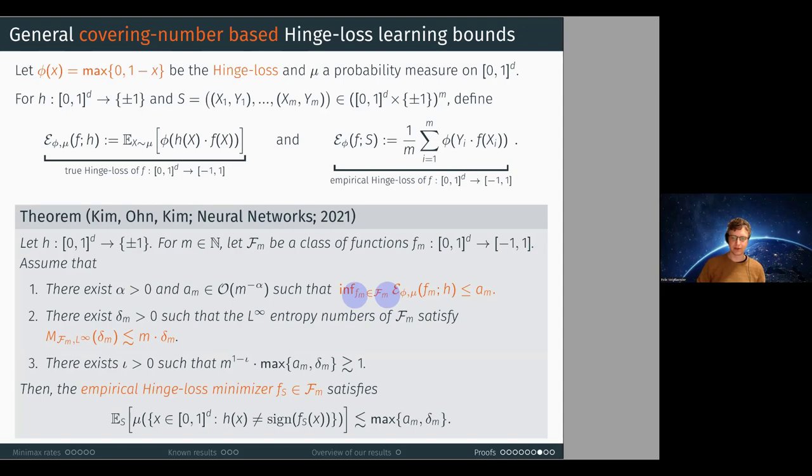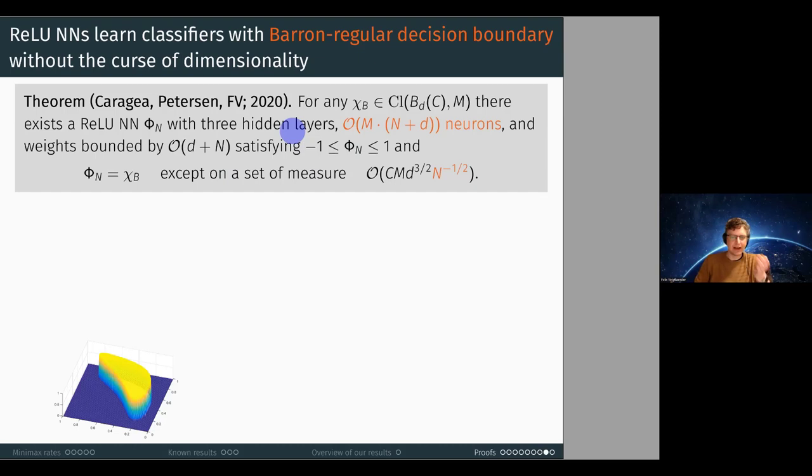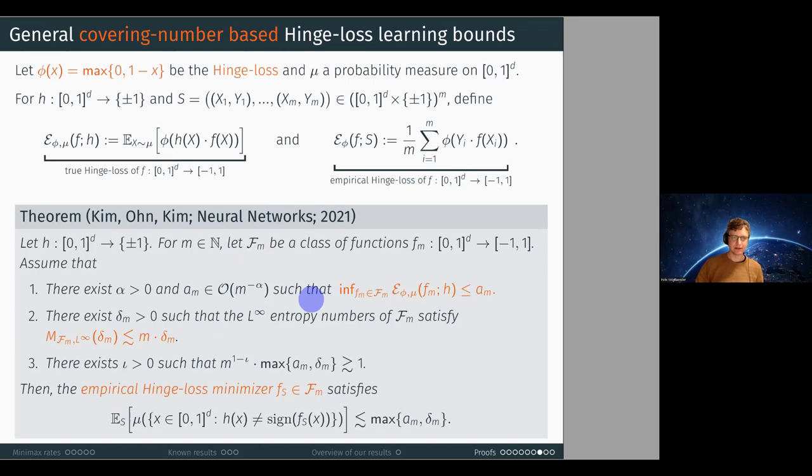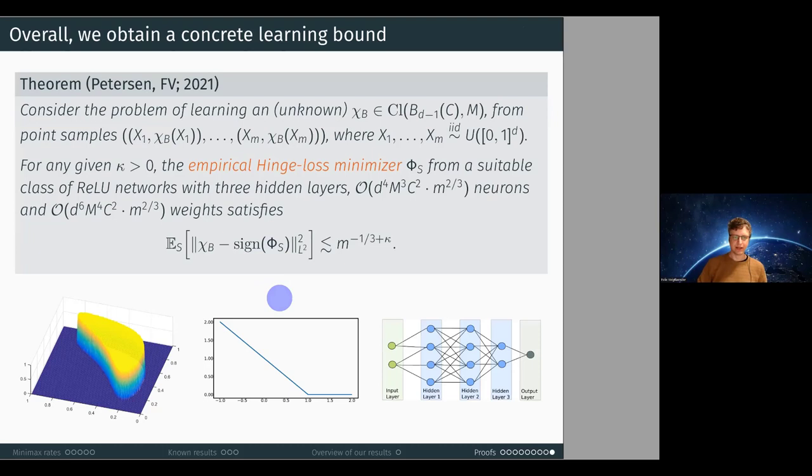And the second result is just that if you have such a class of neural networks, it's well known, because we know that the weights are also bounded, how the L infinity entropy numbers of this class of neural networks scale. And then by invoking this result and combining it with the approximation result, you get the following result. If you do empirical hinge loss minimization over a certain class of neural networks, I'm also telling you here how the number of neurons and weights of the network scales as the number of training samples goes to infinity, then you get exactly this error bound. So this is basically the final result. And with this, I would like to thank you for your attention.